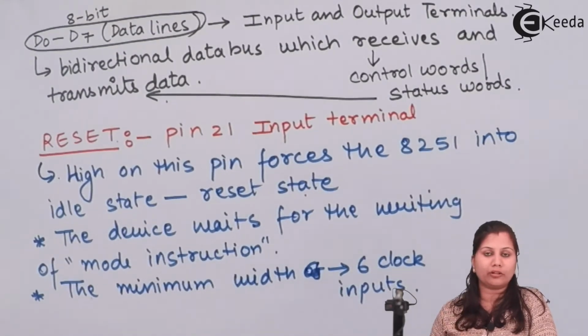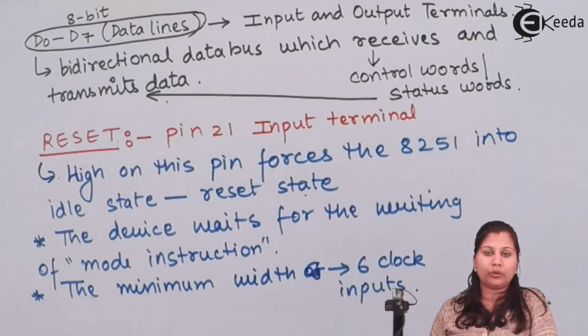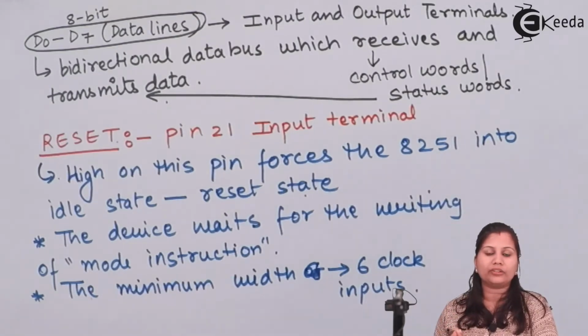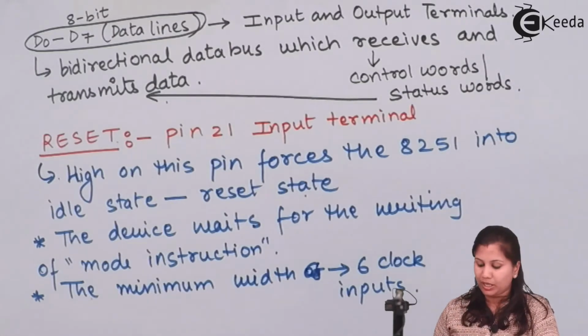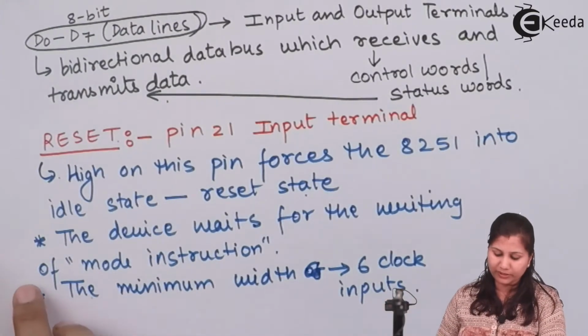There are different types of control words in the 8251. One of them is the mode instruction. So when the 8251 goes into the idle state or the reset state, to start its operation again it will wait for the writing of the mode instruction, which will be sent to it by the CPU. Then it will start its normal operation again. Now the minimum width of this reset signal is 6 clock inputs. Okay, so this was the reset pin.